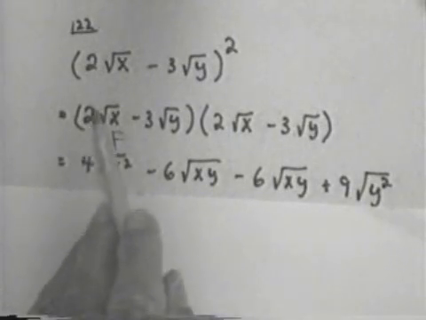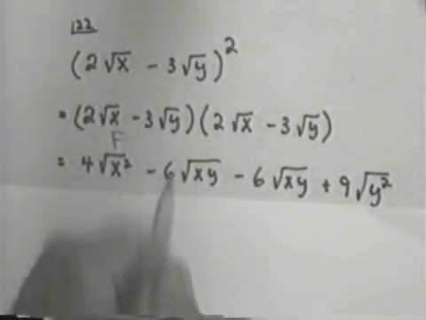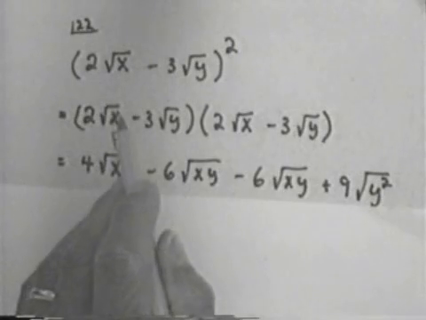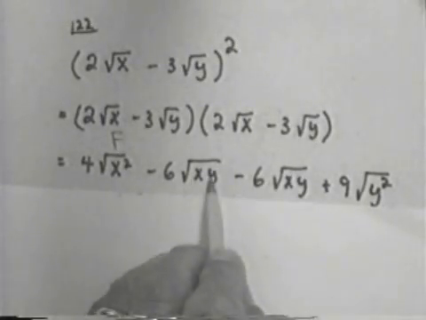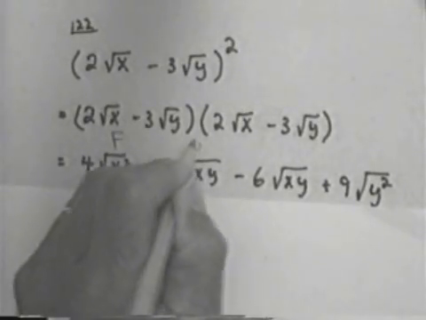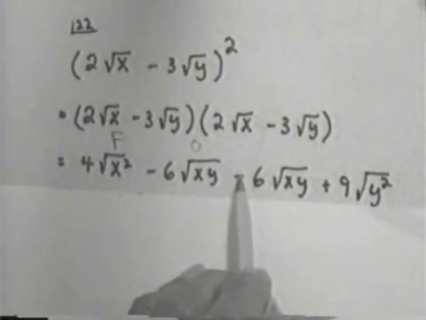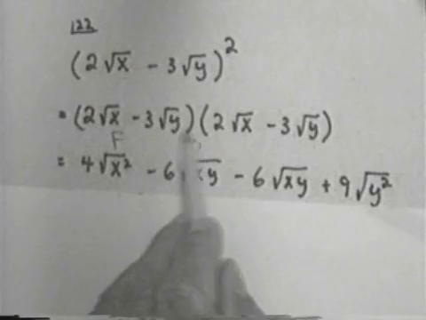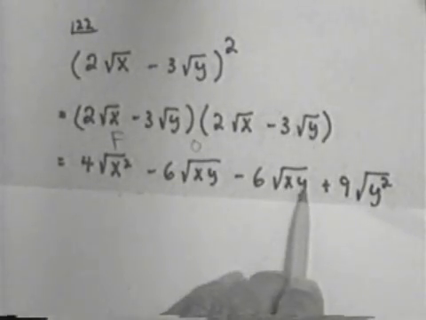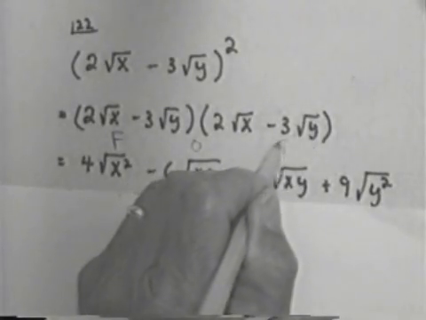Multiplying the outside: 2 times 3 is 6, square root of x times the square root of y is the square root of xy. Multiplying the inside: the negative 3 times 2 is negative 6, square root of y times square root of x is square root of xy.